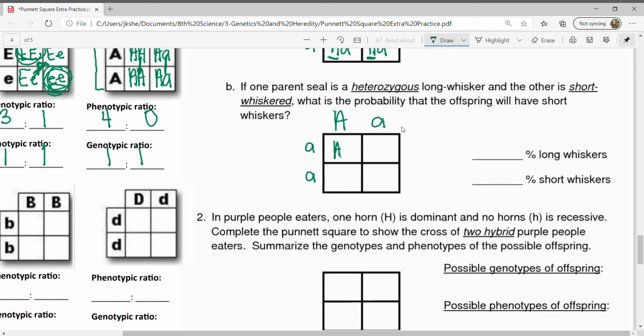We will bring these alleles down and over just as we did in the previous section. And when we get to the end, we see 2 homozygous allele pairings and 2 heterozygous allele pairings. These heterozygous allele pairings have at least 1 dominant allele, so they will show the dominant phenotype, whereas our homozygous recessive allele pairings do not have any dominant allele, so they will show the recessive phenotype of short whiskers. Therefore, we have a 50% chance of long whiskered offspring and a 50% chance of short whiskered offspring.